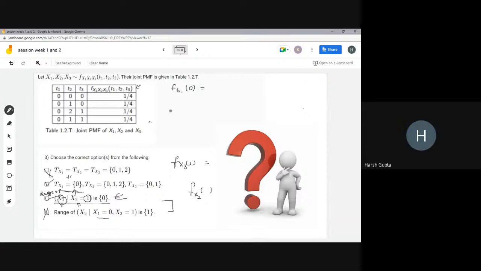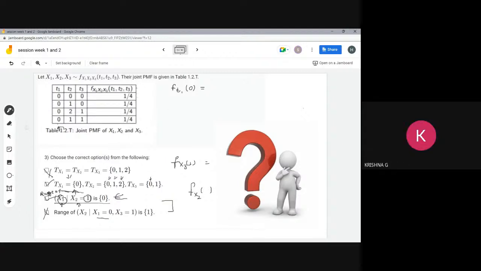See, when it comes to X2, we can find 0, 1, 2. We can find the marginal for 0, the marginal for 1, and the marginal for 2. But what is not already mentioned, you cannot find. If you are asking for F of X1 at 1, it is not in the table already, so it's 0. It is 0 because X1 never takes the value 1. It takes just the value 0.